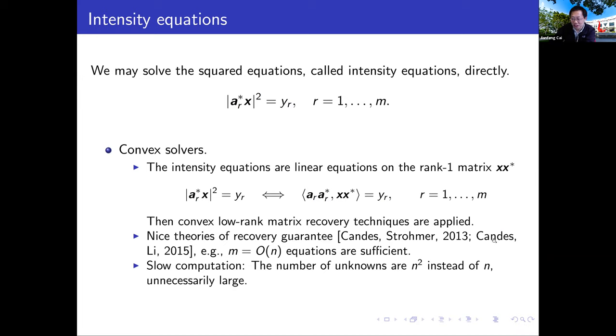In particular, in this paper, Candes and Li have shown that M of order N equations is sufficient for this convex solver to get the exact solution with high probability if A is random Gaussian. But the problem here is that the computation is very slow, because originally we have only N unknowns, but in this lifted problem we have N squared unknowns. So the computation becomes very slow because the number of unknowns becomes unnecessarily large.